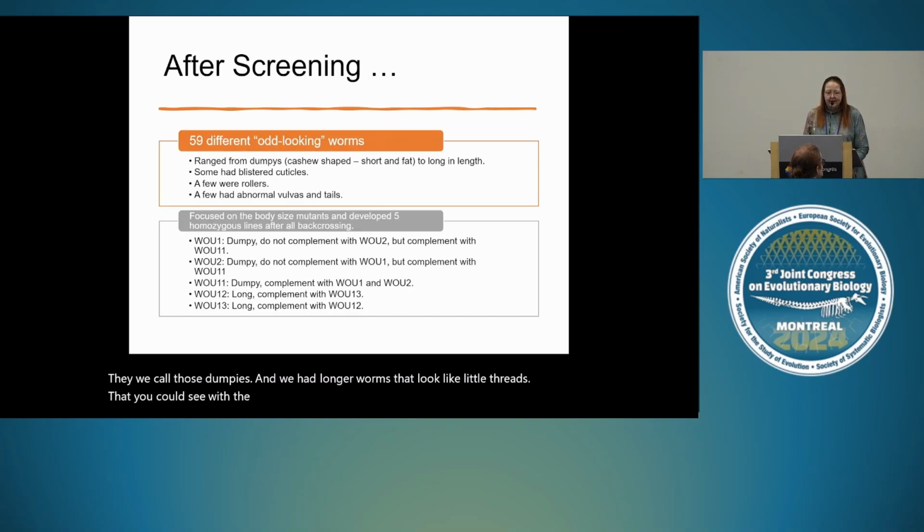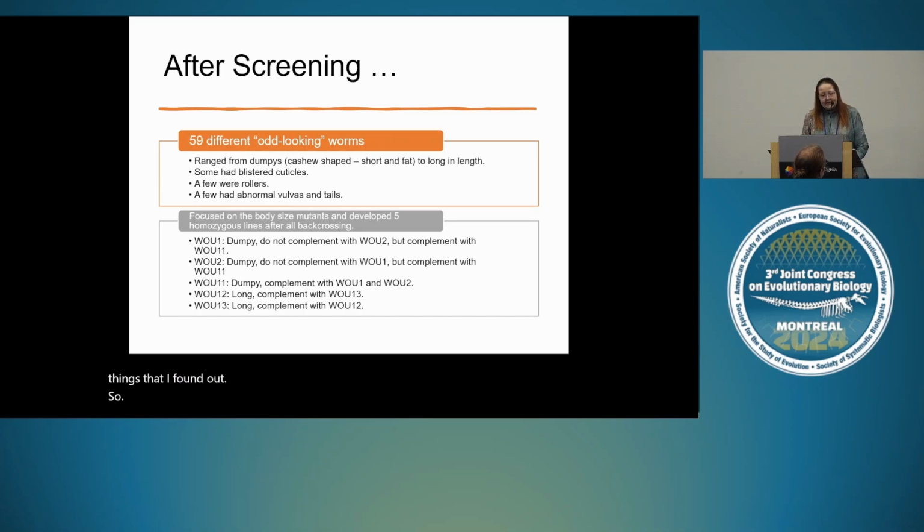And we had longer worms that looked like little threads that you could see with the eye. We also had some that had blisters on their outside body, blistered cuticles. We had a few that were rollers. These are really strange worms, and I wish I had time to show you a picture, because it looks like they're rolling around in their own skin. Then we also had a few that had abnormal vulvas and abnormal tails. These were strange. I mean, 2 or 3 vulvas and tails with or without spikes. It's really, really cool, all the things that I found out.